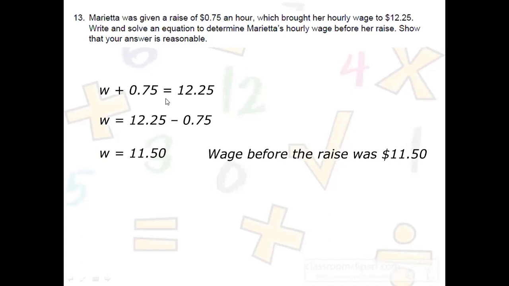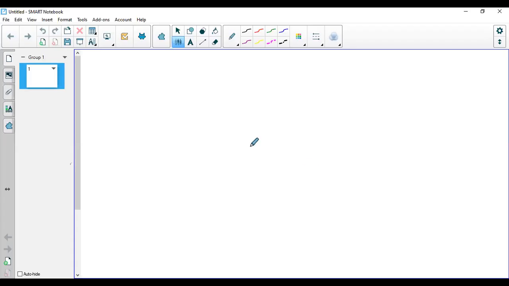You have to be very careful when you're subtracting decimals. Okay, now if you still wonder how she got 11.50, let me show you. All right, so let's see how we got the answer. As I told you, you have to align the numbers properly. So that's going to be 12.25 minus 0.75.